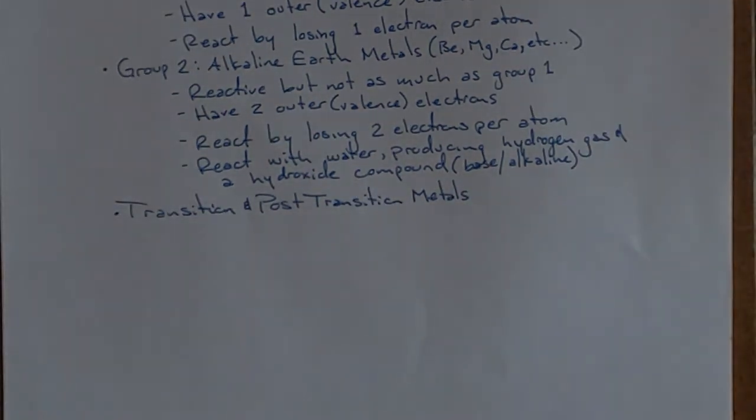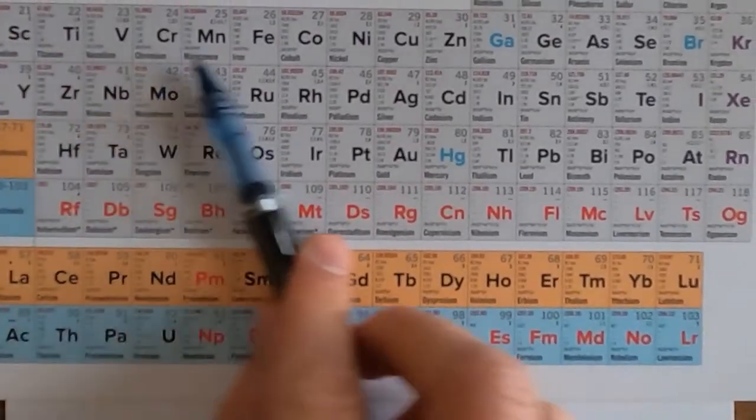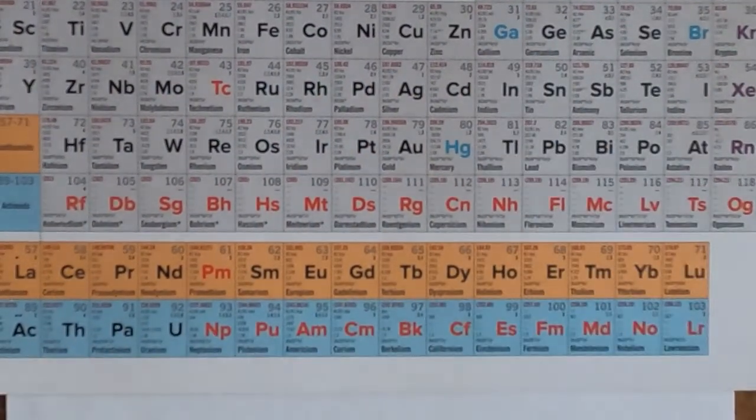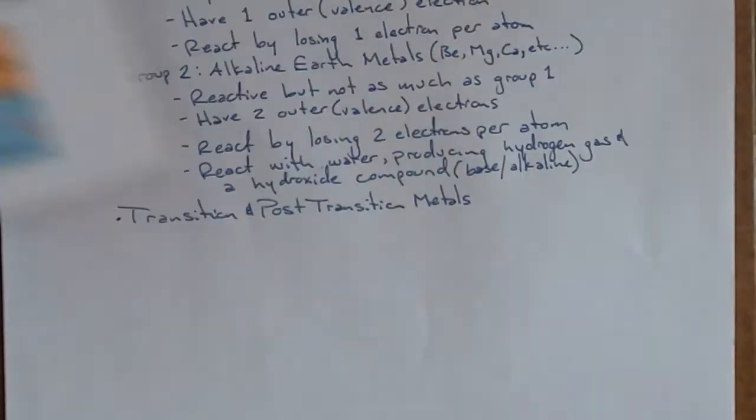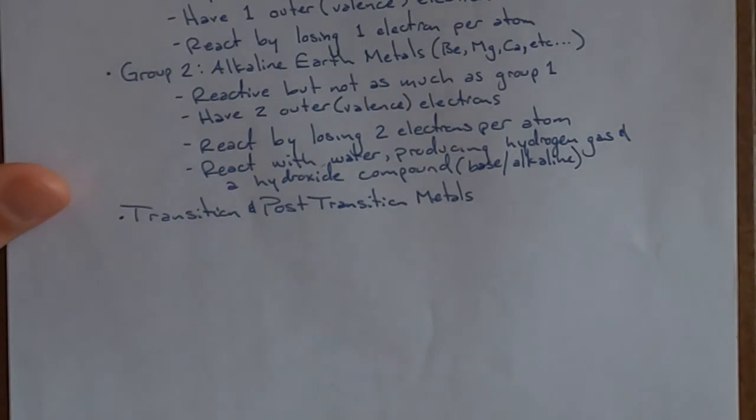The transition and post-transition metals are what most of the metals are, and they are not terribly reactive compared to group 1 and group 2, and because of that, they're useful in industry, in creating things.